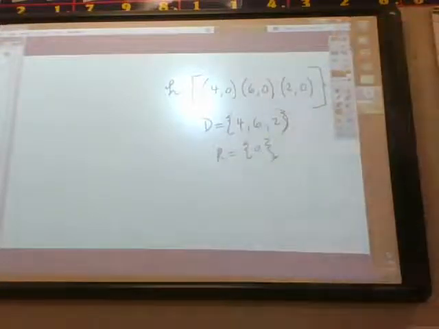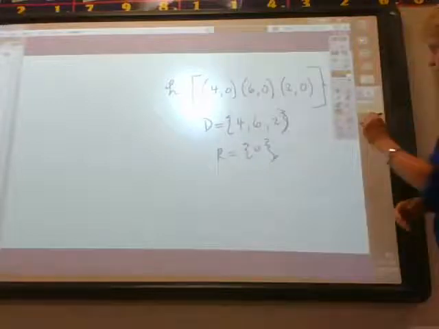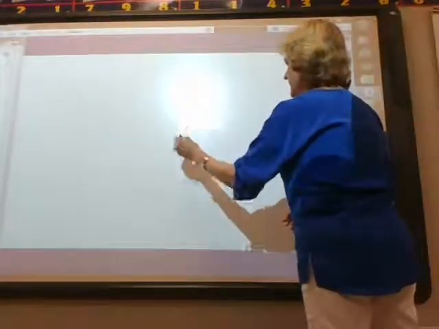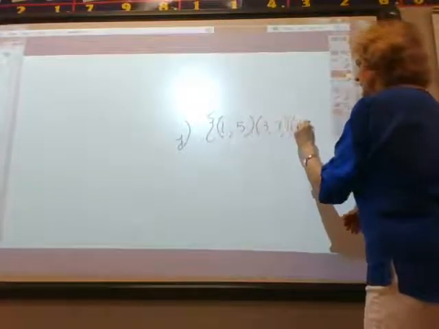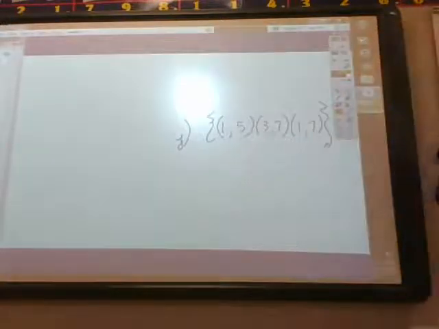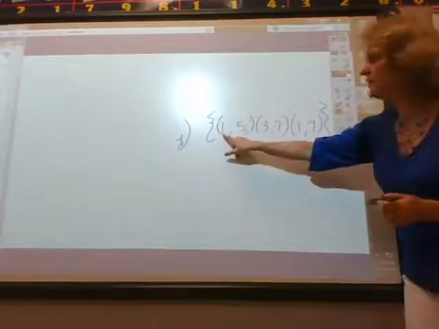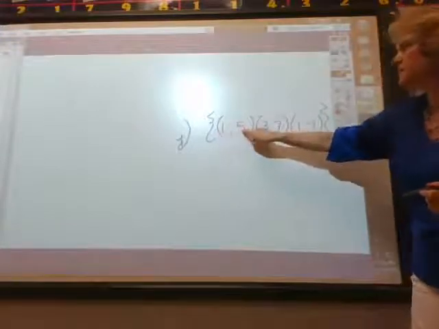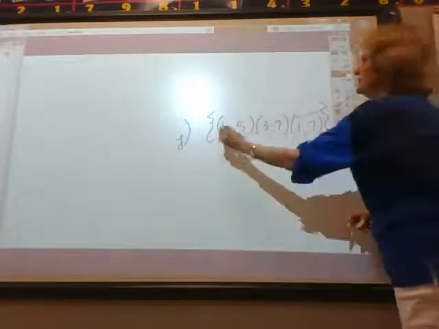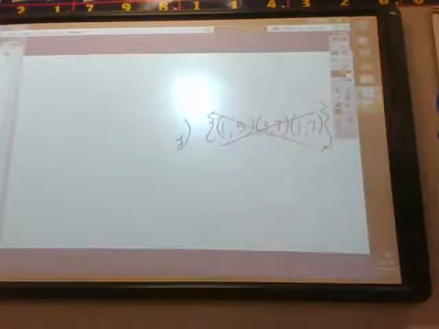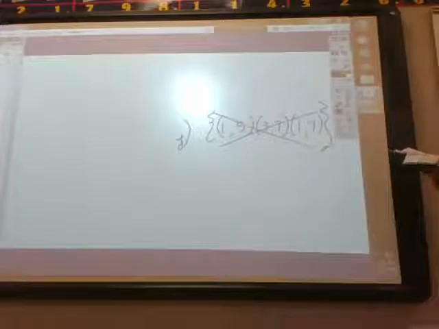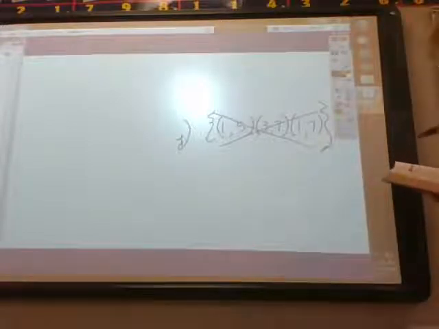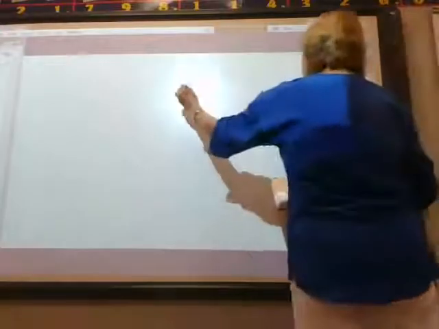Now looking at J, is this a function? No, we can't let Tommy be 5 and 7. So no, not a function. All right, then try this on the next page, so go ahead and do that. You're going to find the domain and range of each relation and then determine if it is a function.